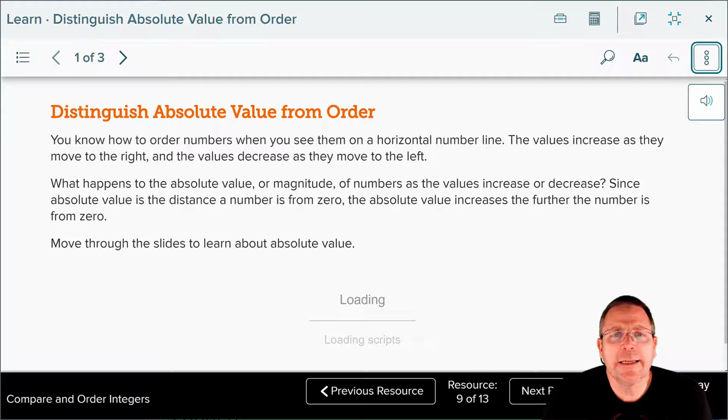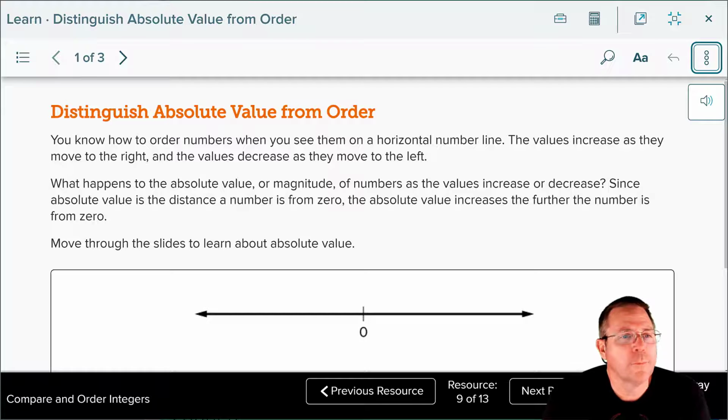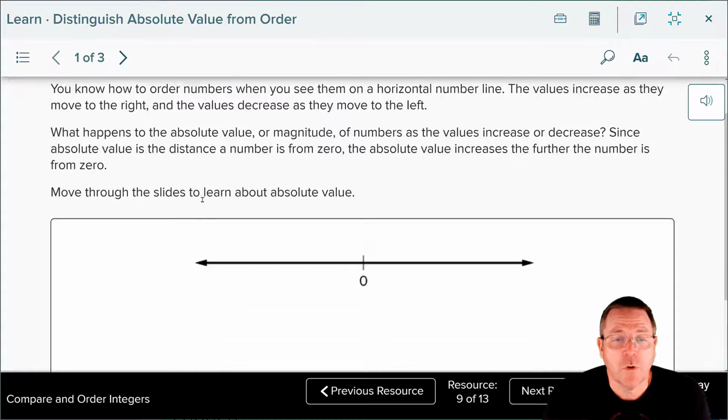Next, we want to learn to distinguish absolute value from order. You know how to order numbers when you see them on a horizontal number line. The values increase as they move to the right, and the values decrease as they move to the left. What happens to the absolute value, or magnitude, meaning how big the number is, of the numbers as the values increase or decrease? Since the absolute value is the distance the number is from 0, the absolute value increases the further the number is from 0. Move through the slide to learn about absolute value.